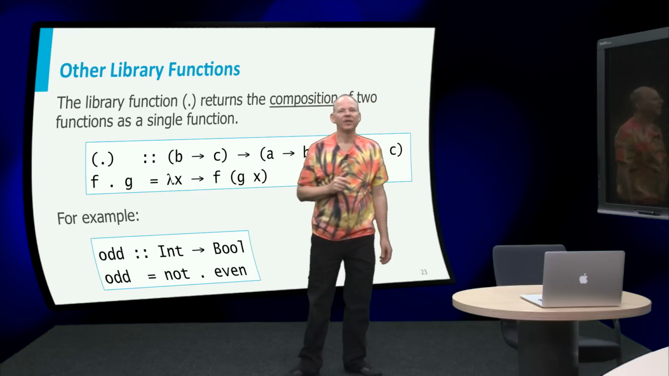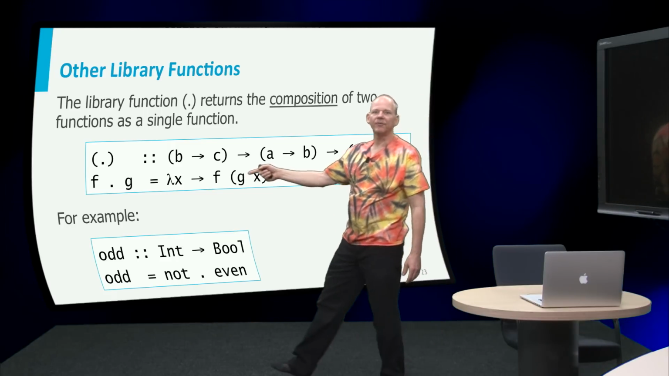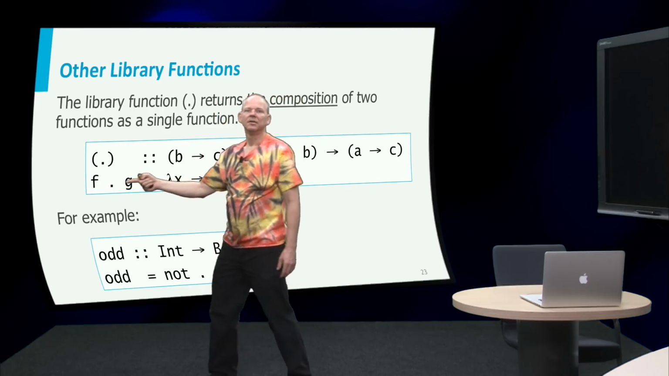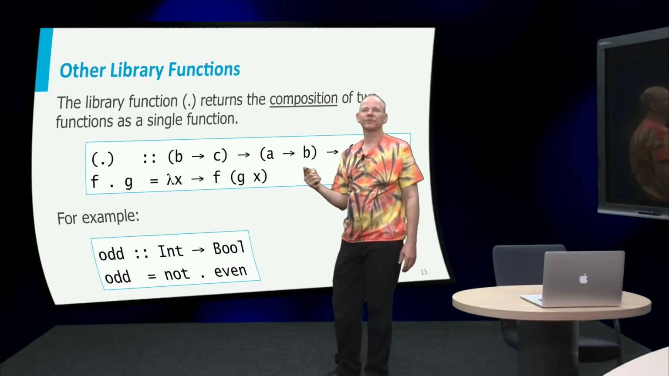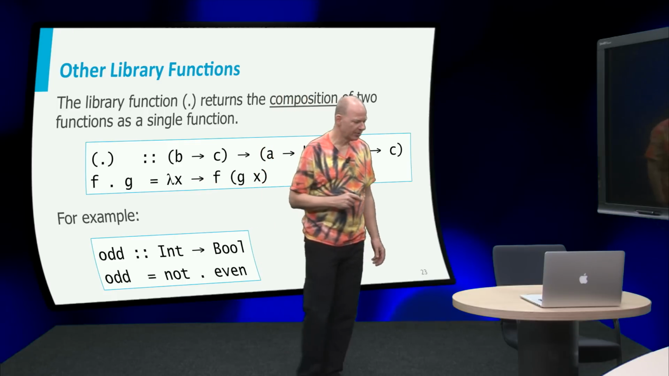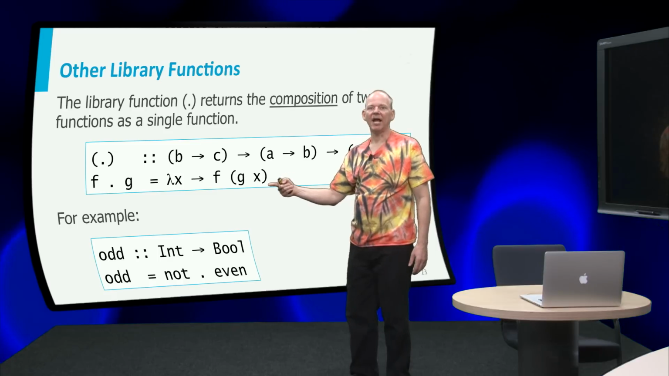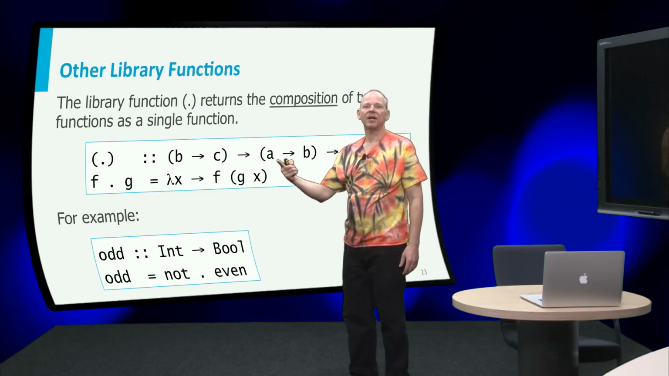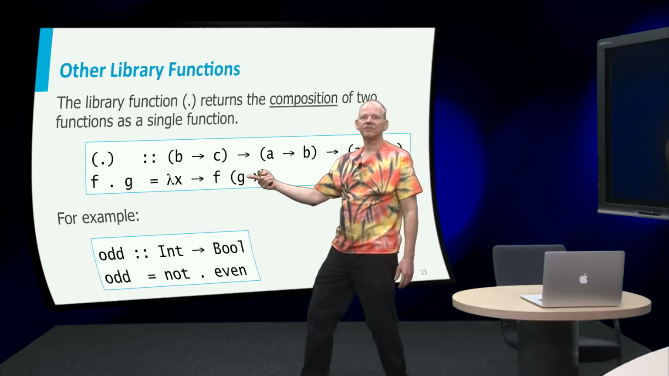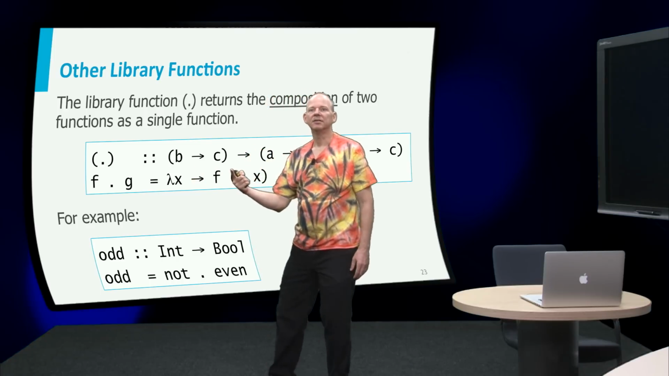Okay, so let's now see if those types make sense to us. The type of F here is a function from B to C. The type of G is a function from A to B. Well, then in that case, X must be a value of type A. So if we apply G to X, we are applying this function that takes an A into a B. So the result of applying G to X is B. And that fits in here, and we get a C.